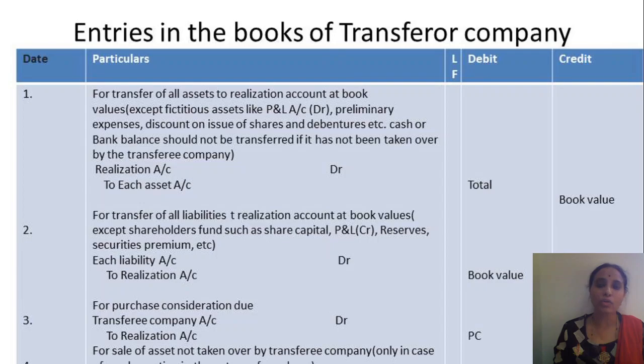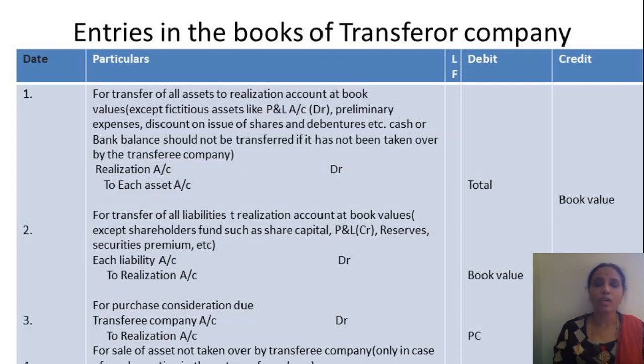So for the realization account, the total amount we have to take, all the assets total, and for each asset account the book value we are going to transfer from transferor company to transferee company at the book value only in case of merger. So hence we are seeing this in terms of merger, that is in the case where the amalgamation is in the nature of merger. Okay, so entries in the books of transferor company. So first entry is transferring all the assets to the realization account debit to each asset account.